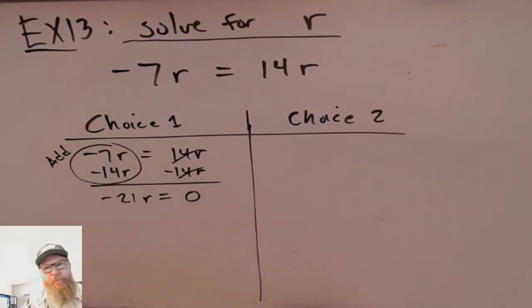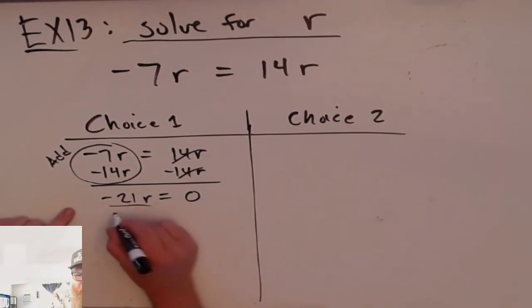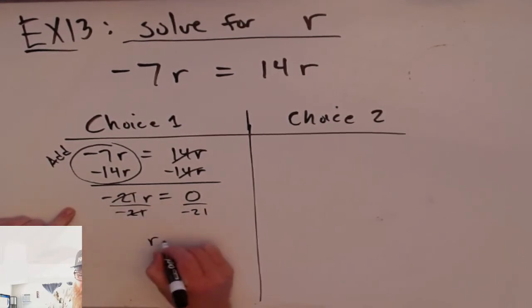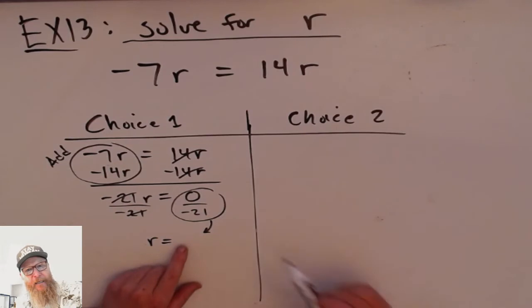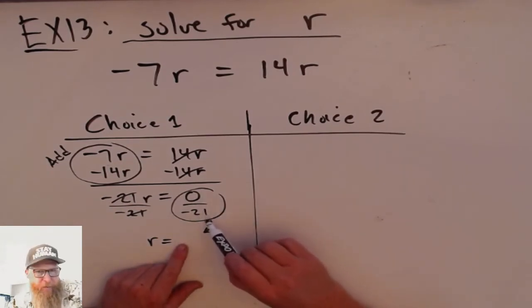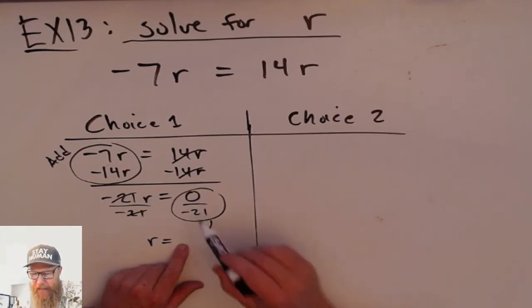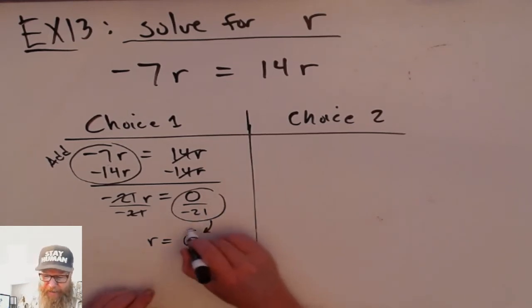Okay. And then now you're going to use the division property. You're going to divide both sides by negative 21. Don't panic. It's all organic. 0 divided by any number other than 0. So 0, you will never have 0 divided by 0, not in this class. But 0 divided by negative 21 is just 0. Don't panic.